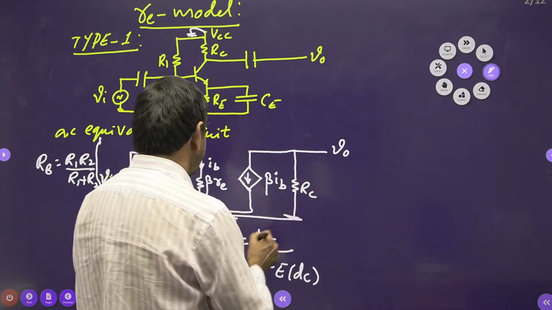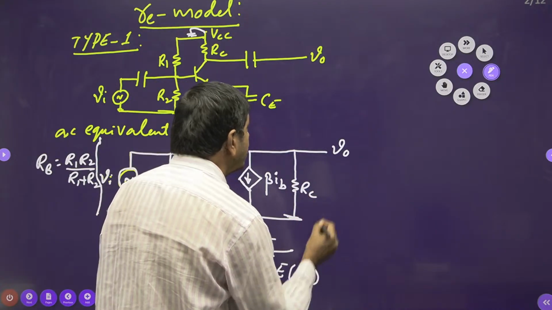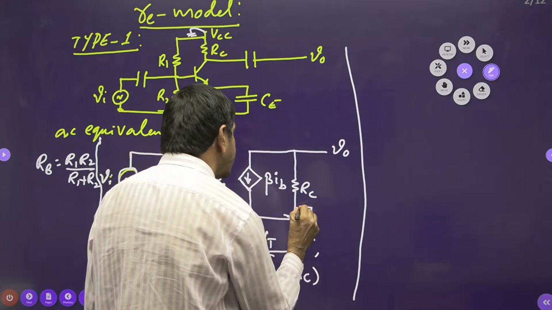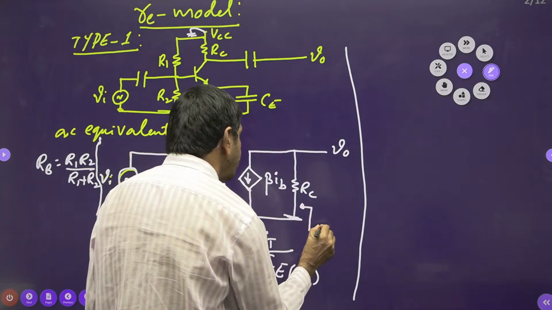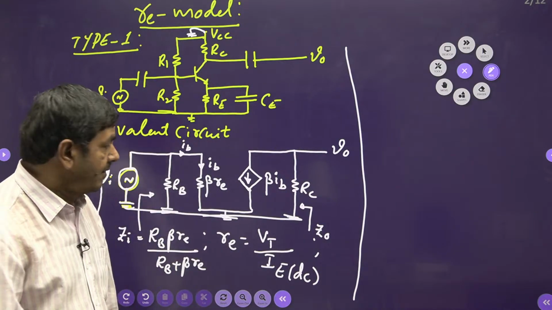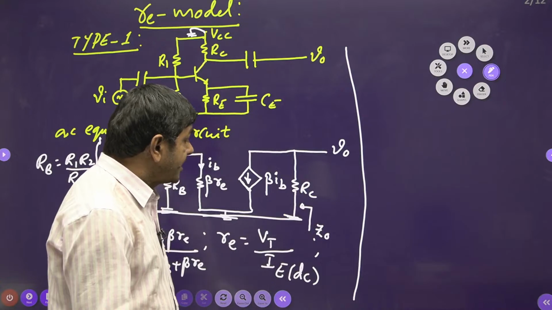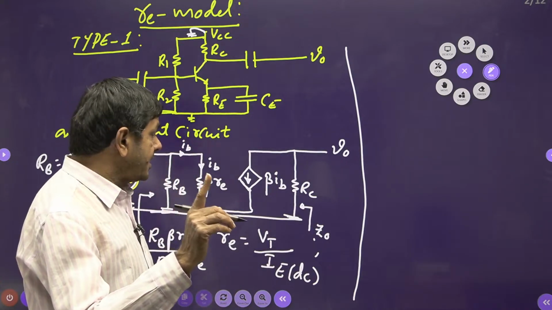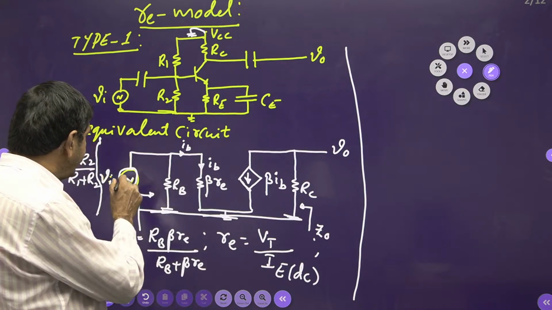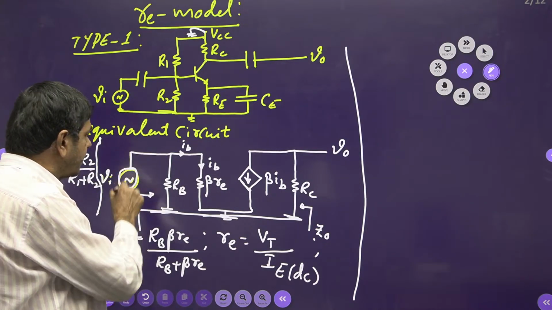And what about the output impedance? Yes, very good. If you wish to find Z naught, when the view is made from this side, you are going to get the output impedance. When the view is made, as I already said, under AC analysis, to find the output impedance, wherever the input voltage source is given, that must be shorted.